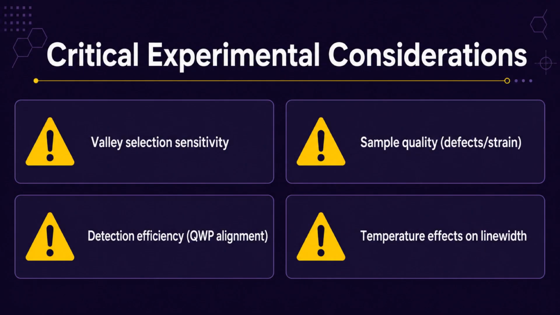Several experimental factors require careful attention. Valley selection means that chiral phonon selection is valley-dependent due to valley-phonon coupling. Sample quality is important because defects and strain can break selection rules and cause depolarization. Detection efficiency depends on quarter wave plate alignment and optical aberrations. Temperature effects can cause phonon line width broadening and affect the measured polarization degree.